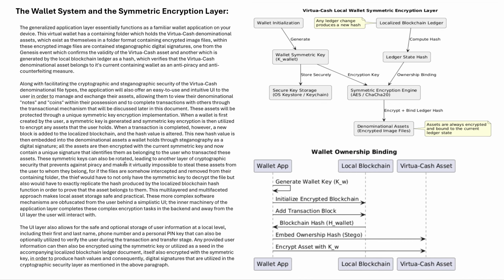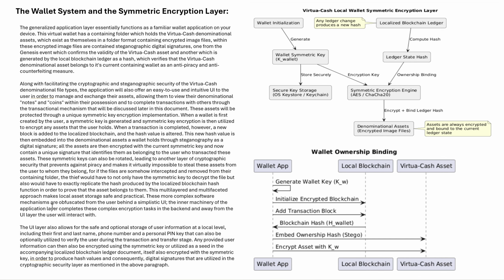These symmetric keys can also be rotated, leading to another layer of cryptographic security that protects against piracy and makes it virtually impossible to steal these assets from the user to whom they belong. For if the files are somehow intercepted and removed from their containing folder, the thief would not only have to have the symmetric key to decrypt the file, but would also have to replicate the hash produced by the localized blockchain hash function in order to prove that the asset belongs to them. This multi-layered and multifaceted approach makes local asset storage safe and practical.